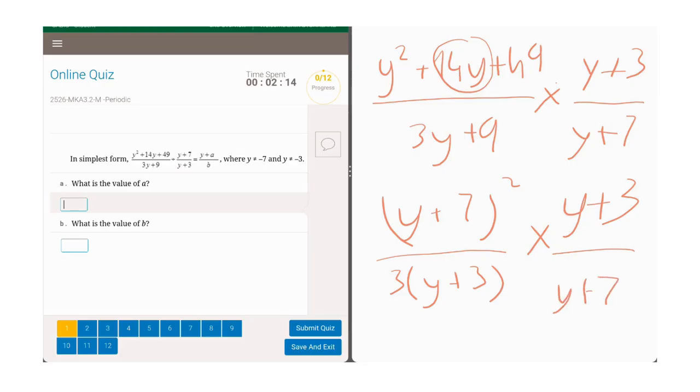multiplied by y plus 3 over y plus 7. You can cancel out y plus 3, one of the y plus 7's from up and the y plus 7 from down. So we're left with y plus 7 over 3. And here in the question they ask us to write it in the form y plus a over b. Here you have y plus 7 over 3. So a will be 7 and b will be 3.